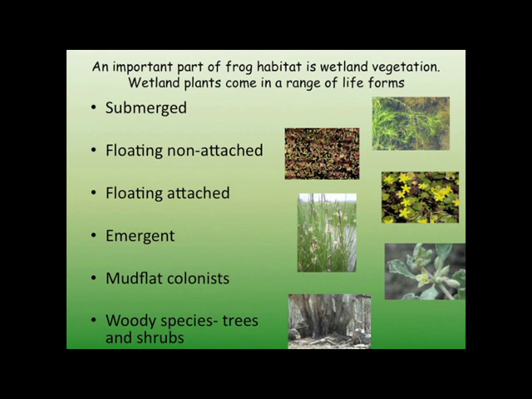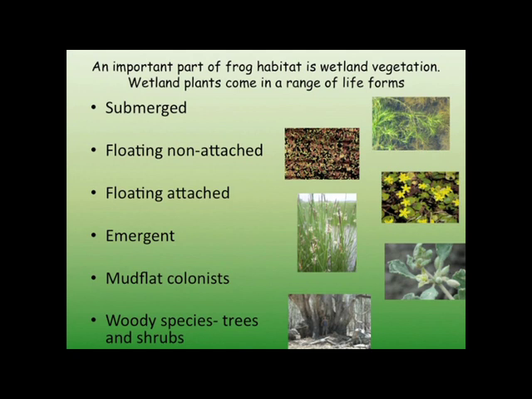An important habitat component for frogs in wetlands is vegetation. So if you want to manage habitat or recreate it, managing the vegetation is really important. Wetland plants come in a range of different landforms and shapes and sizes, and all of these give a diversity of habitat types. It means you're going to have lots of different microhabitats and little niches for frogs to live in.